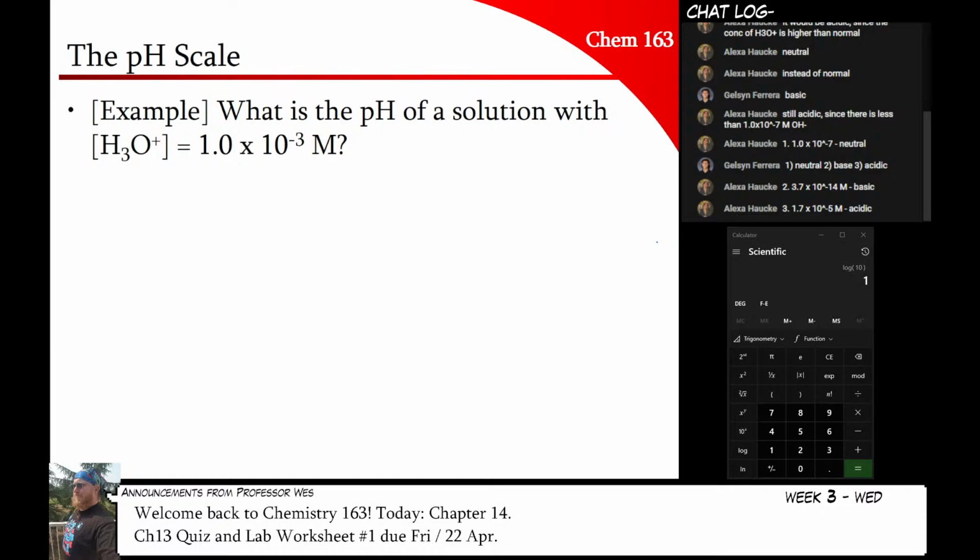All right, let's do some examples. What is the pH of this solution? Well, if pH is negative log of H3O plus, we could just punch this in the calculator. 1 times 10 to the minus 3, log, and then negate. So this would be pH 3. Specifically, since I had 2 sig figs in there, I'm going to put 2 decimal places.